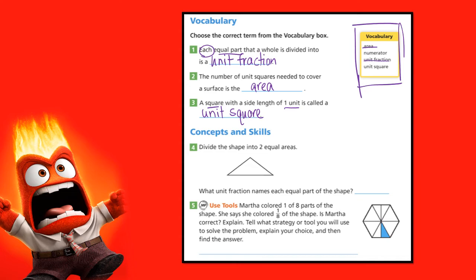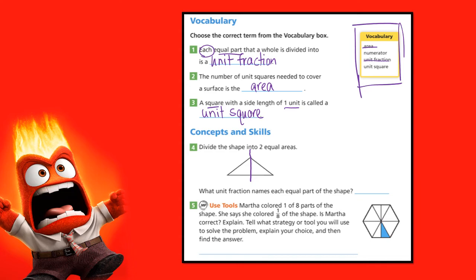Divide the shape into 2 equal areas. Well, if I'm dividing the shape into 2 equal areas, I want 2 parts that have the same amount of space on the inside, right? 2 equal parts. I would just divide my triangle with a vertical line right down the middle. Okay, and if I think about that as a line of symmetry or as my fold line, I know that if I folded that paper where the purple line is, my 2 parts would show me that they're the same.